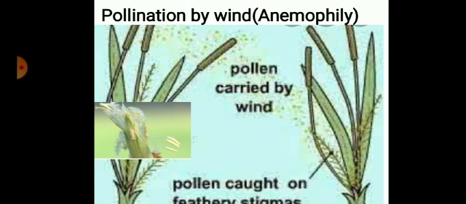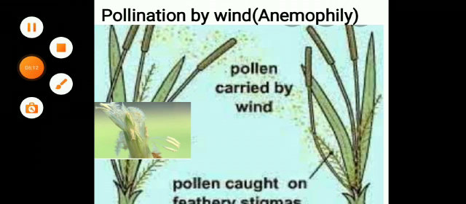Pollination by wind, anemophily. The flowers pollinated by wind are mostly small in size and do not have any attractive color, smell and nectar. The pollen grains are non-sticky, dry, light and powdery. Hence they are easily carried by the wind. Example, grass, maize.